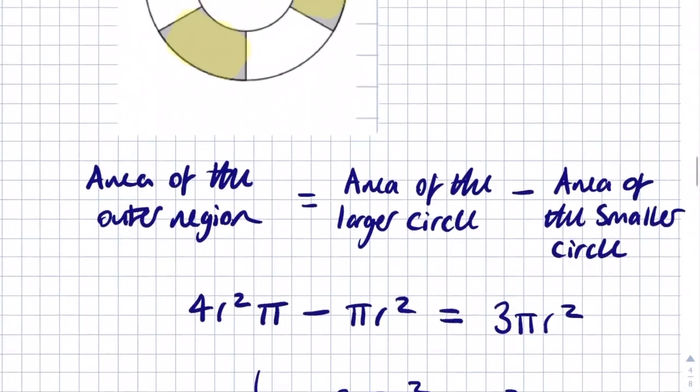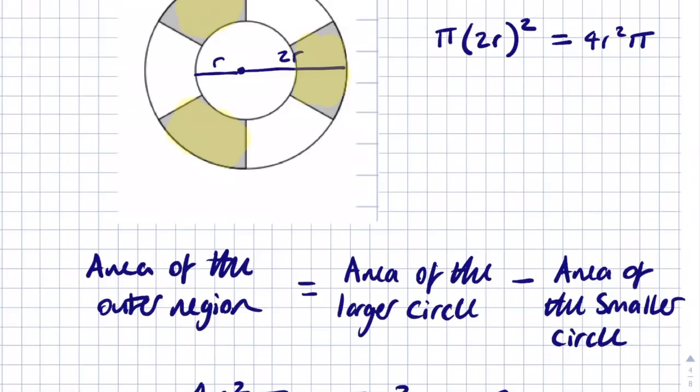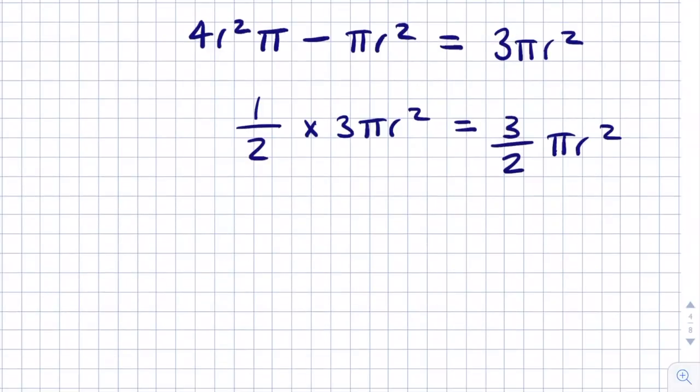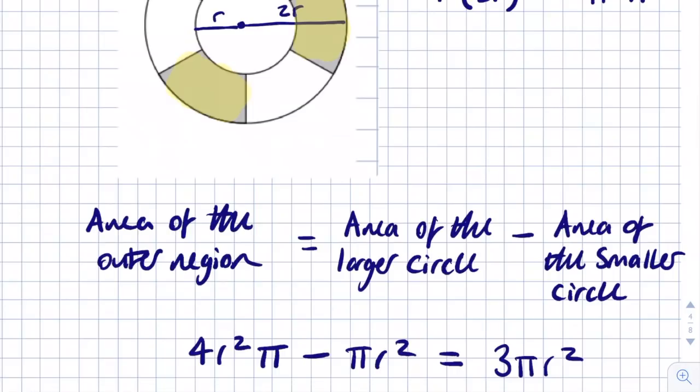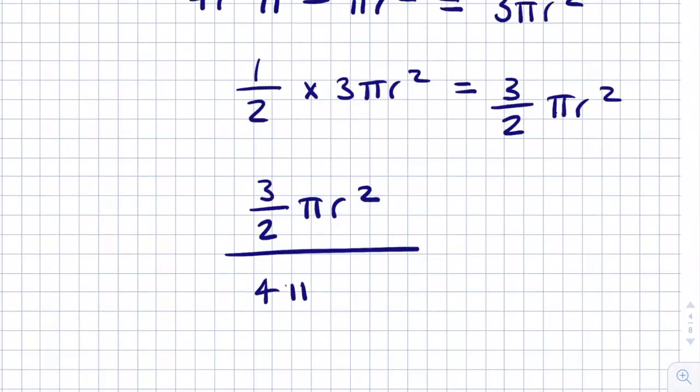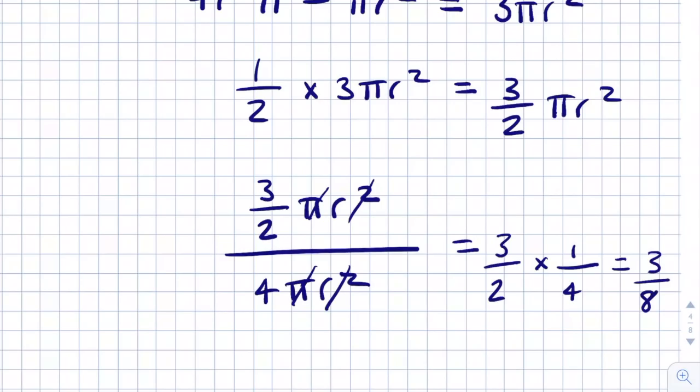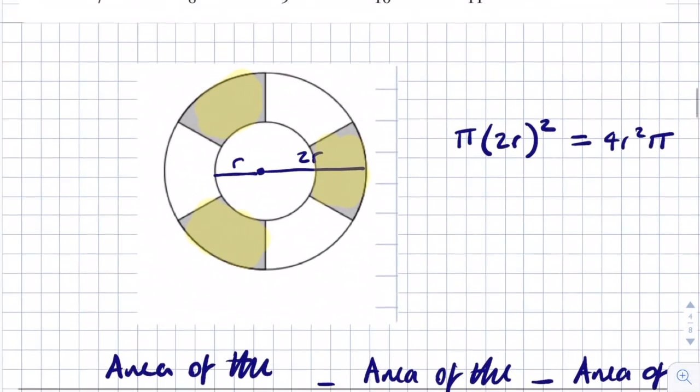Now, as a fraction, the fraction is going to be the area of the shaded regions divided by the total area of the whole circle. So the area of the shaded regions is 3 over 2 pi r squared divided by the area of the whole circle, which we know is 4 pi r squared. And what you'll find here is the pi's are a constant, so they cancel out. The r squareds are constant, so they cancel out. And now we've just got the calculation of 3 over 2 times 1 over 4, which is the same as saying 3 over 8. And we've got an answer for 3 over 8, which is answer B.